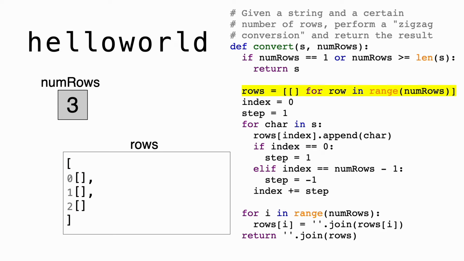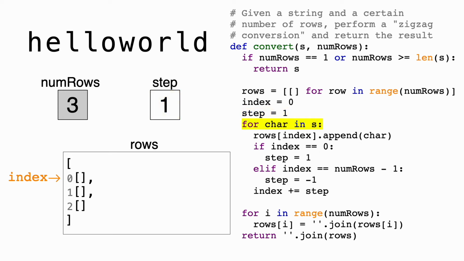Then we'll create a variable called index, which will indicate which row we're currently on, and we'll initialize that to 0, since we know that the first character will always be assigned to the first row. We then create another variable called step, and this variable is going to tell us whether we need to go up a row or down a row, as we're assigning characters to rows. For now, we'll make it 1, which means that we'll start by moving down a row. You'll see what I mean in a second.